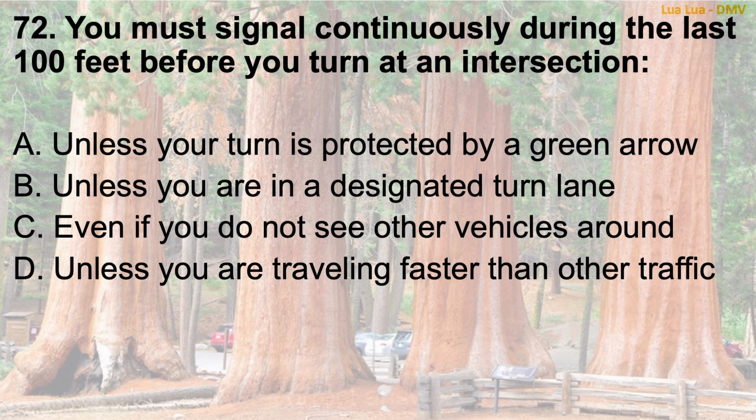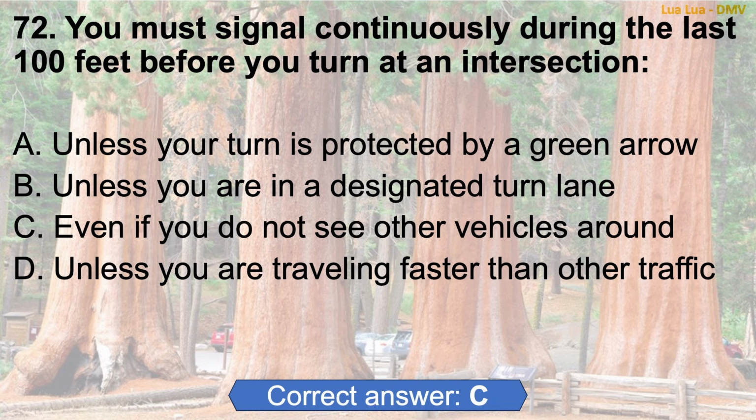Question 72. You must signal continuously during the last 100 feet before you turn at an intersection. A. Unless your turn is protected by a green arrow. B. Unless you are in a designated turn lane. C. Even if you do not see other vehicles around. D. Unless you are traveling faster than other traffic. The correct answer is C. Even if you do not see other vehicles around.